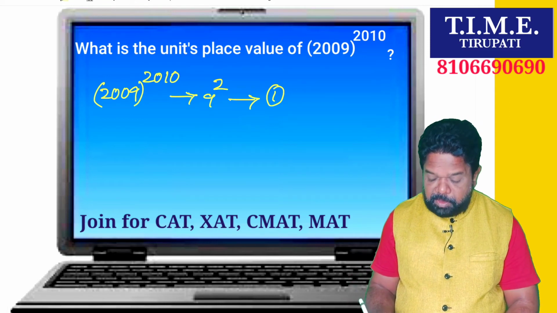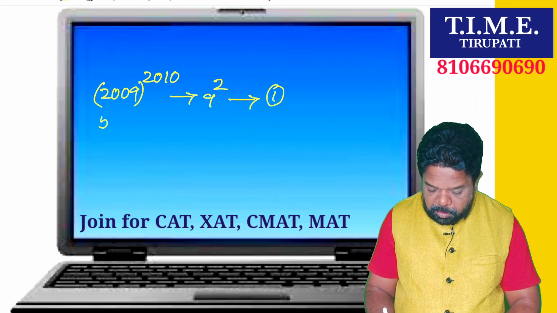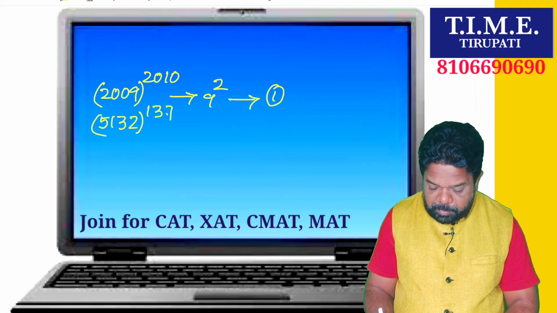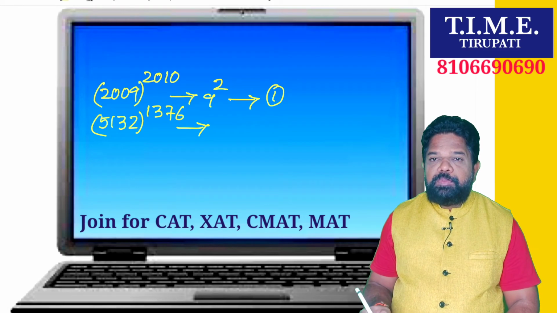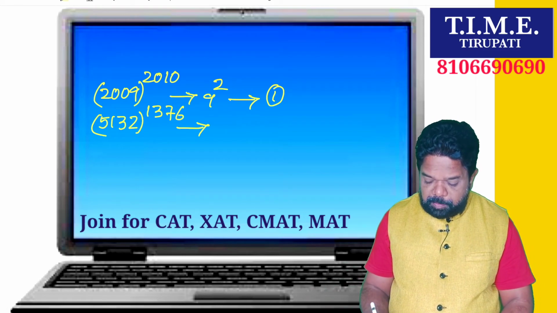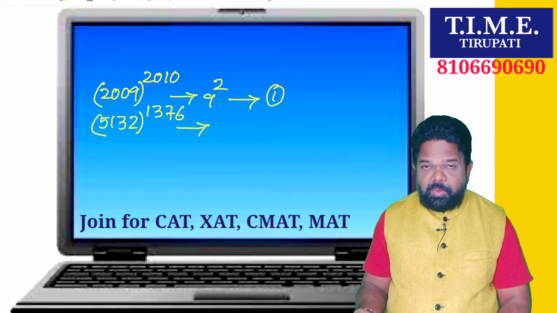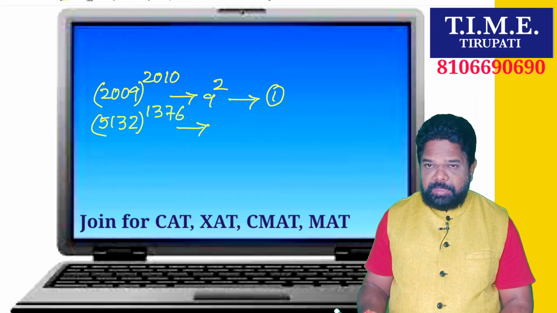So I will explain one more example. Suppose 5132 whole power 1376. What is the units place value of this? You have to observe only the power divided by 4 and observe the remainder. The power here is 1376. When 1376 is divided by 4, what is the remainder? 4 3 is 12, 4 4 is 16, 4 4 is 16. What is the remainder? 0.